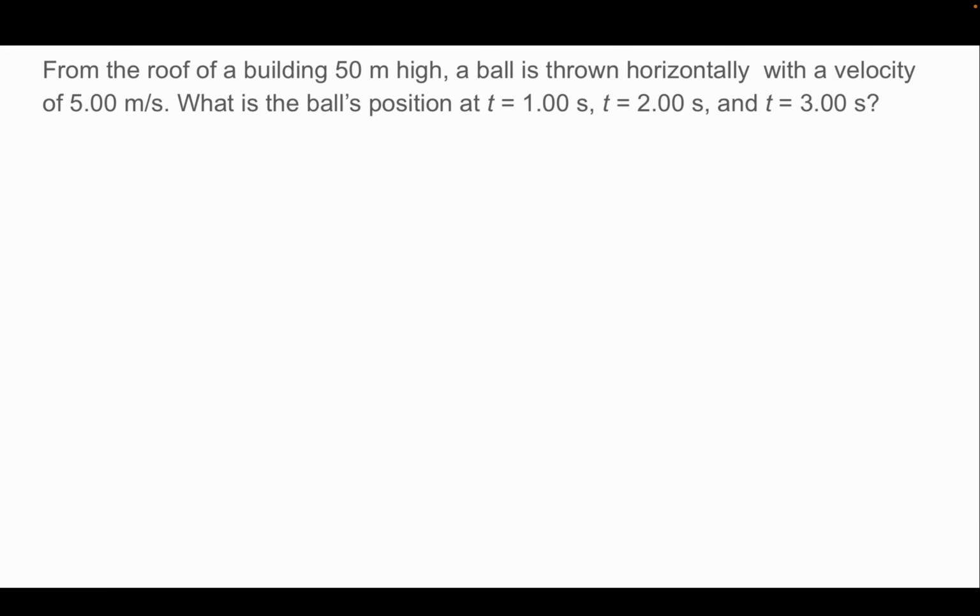I'm going to start off by writing out my givens. I know that my building is 50 meters high. I know that it is thrown horizontally. I know that I have a VI here, right? I want to know what the ball's position is, okay? And I've been given time. I've been given time at 1, time at 2, time at 3.